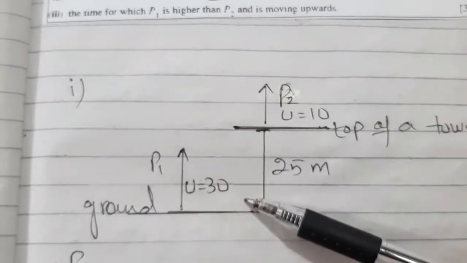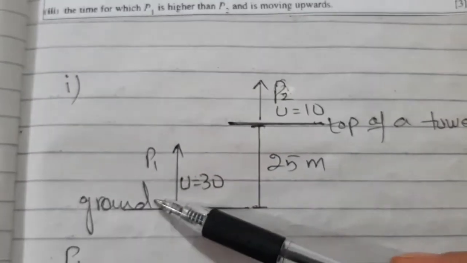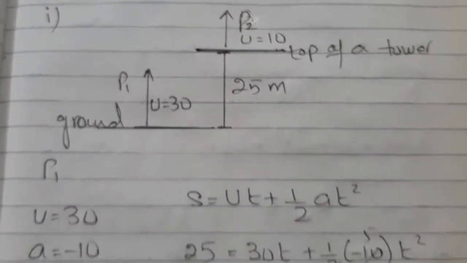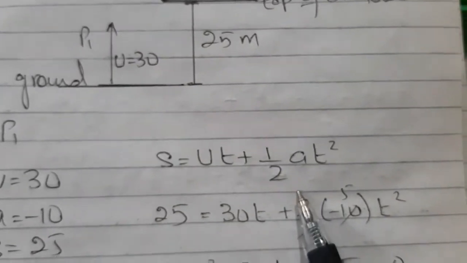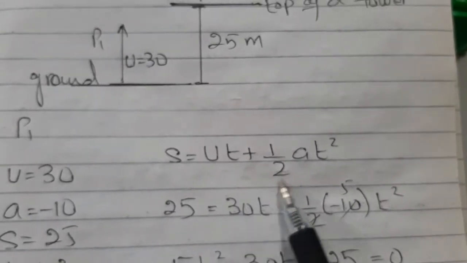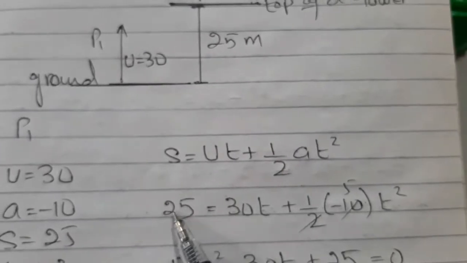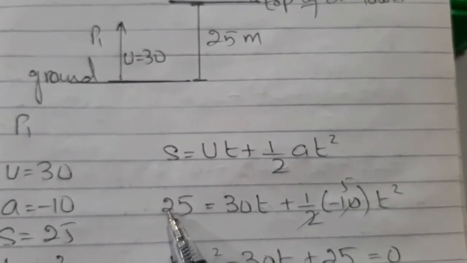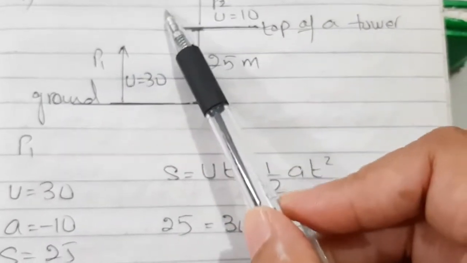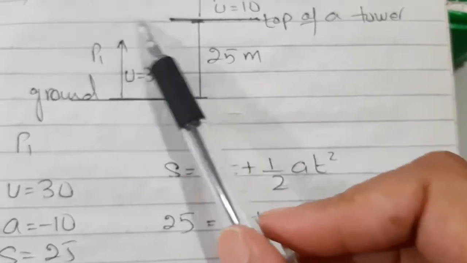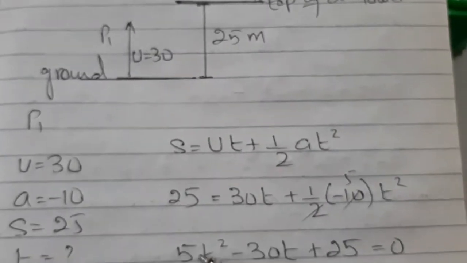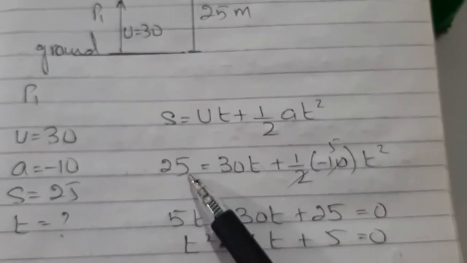Okay, so what is this distance? 25. So what should I do? I should use the distance equation, s equals ut plus half at squared, and in place of s I should write 25, because this equation will give me the time when the distance from the ground was 25 meters. So basically I will get the time when it was going up through here and when it was coming down through here. So I will get two times, and between those two times the object was above. So that's why I'm putting s as 25.